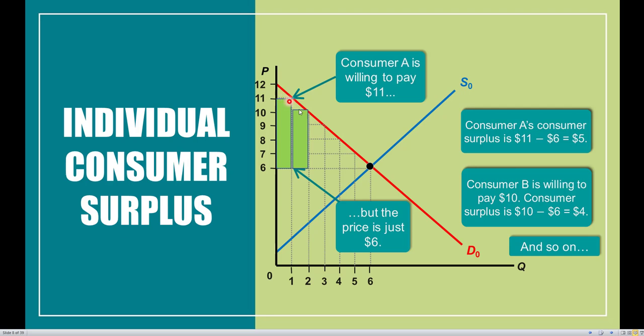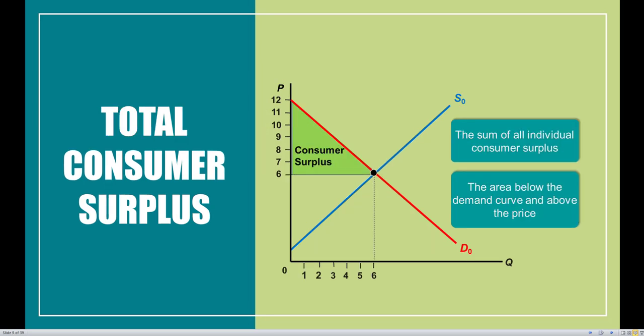So adding up for consumer A, B, C, D, all the way down the line, we get our idea of total consumer surplus, which is going to be this big green triangle on the top right here. It's a sum of all individual consumer surpluses, and more formally, it's going to be the area below the demand curve, so everywhere under our red line right here, under our downward sloping line, but it's going to be above the price. So here, we're taking a look at the equilibrium price, so anywhere above our equilibrium price, below the demand curve, the only area that matches up with this is this big green triangle on top.